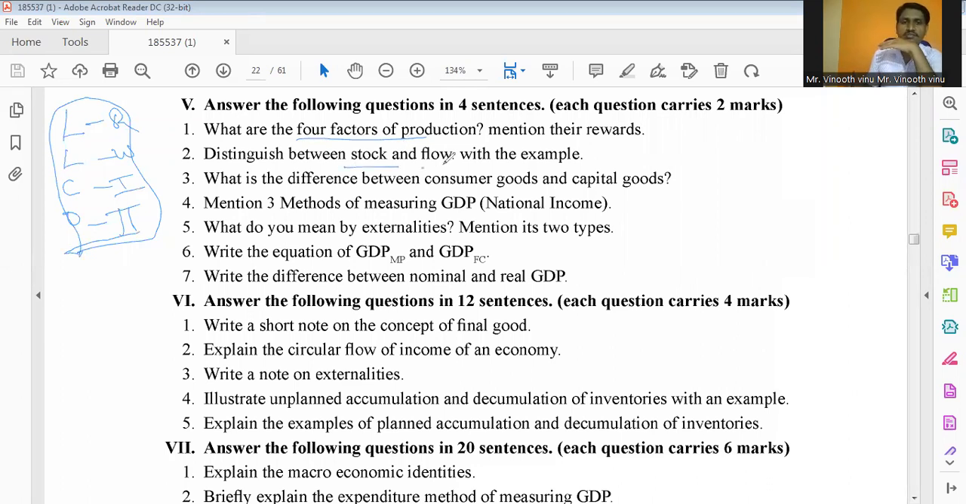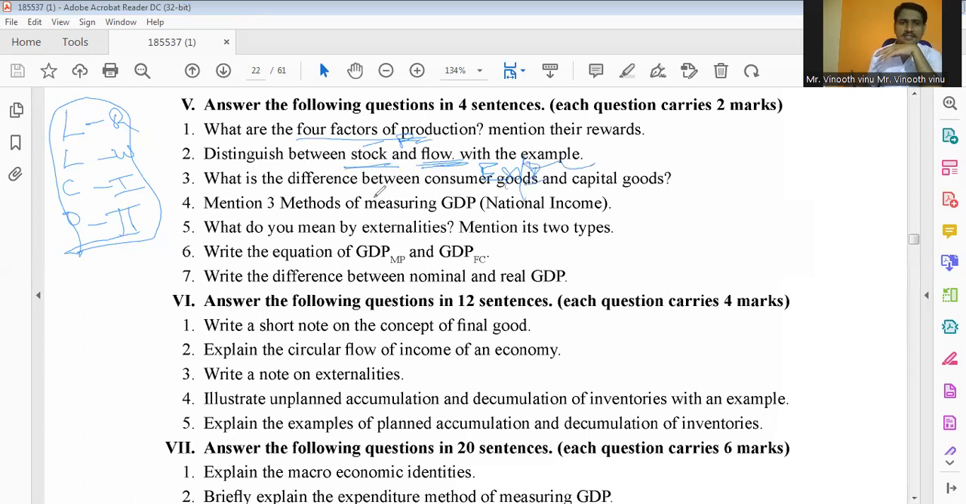Okay, next, stock and flow difference. Stock is defined at a particular point of time. Flow is defined over a period of time. Okay, examples: stock, fixed deposit; flow, export and import.